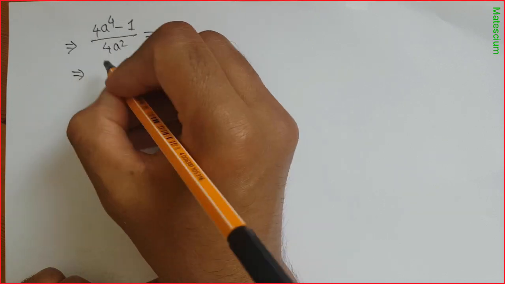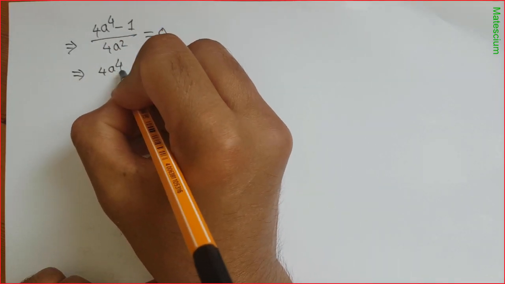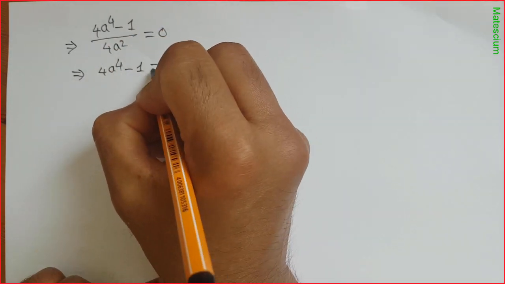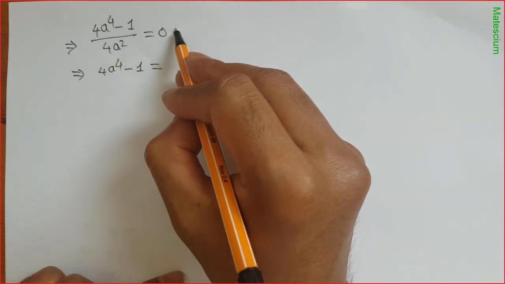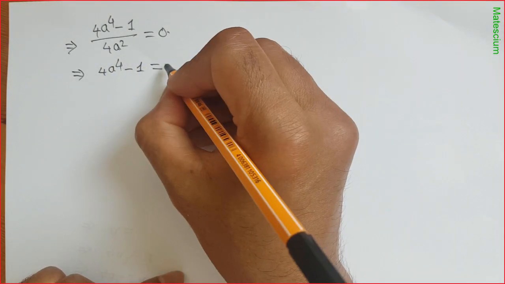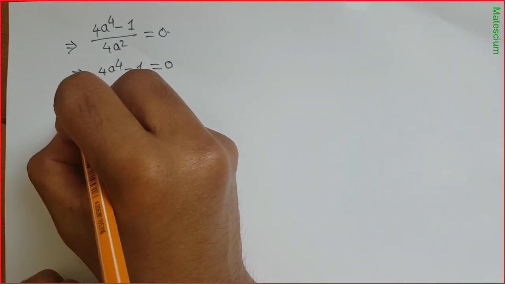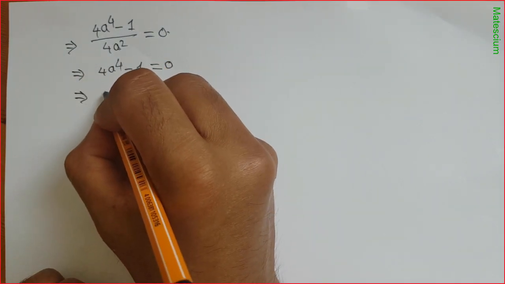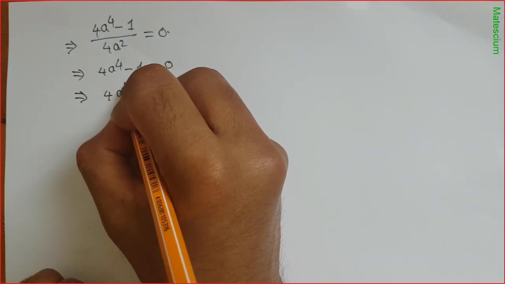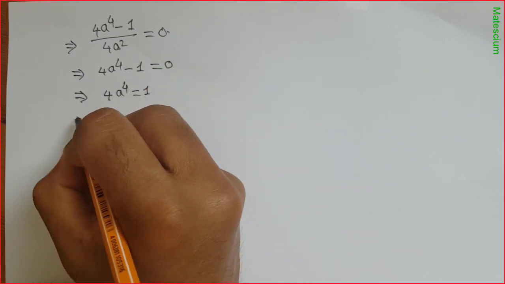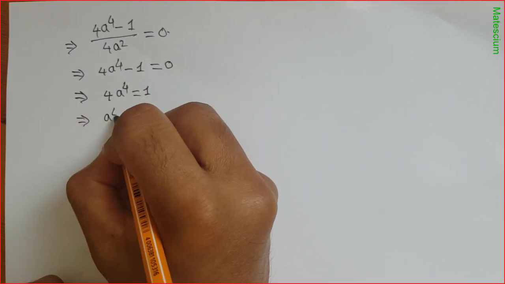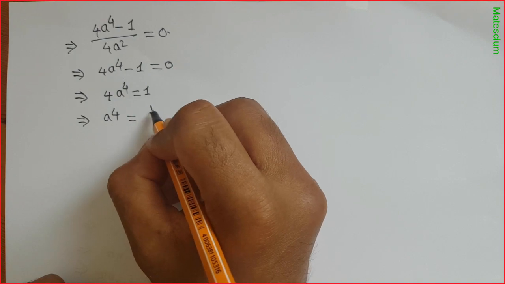Which becomes, on left hand side, 4a to the power 4 minus 1, is equal to 4a square multiplied by 0, then it totally becomes 0. And that means I can write it here this way: 4a to the power 4 is equal to 1, and a to the power 4 is equal to 1 over 4.